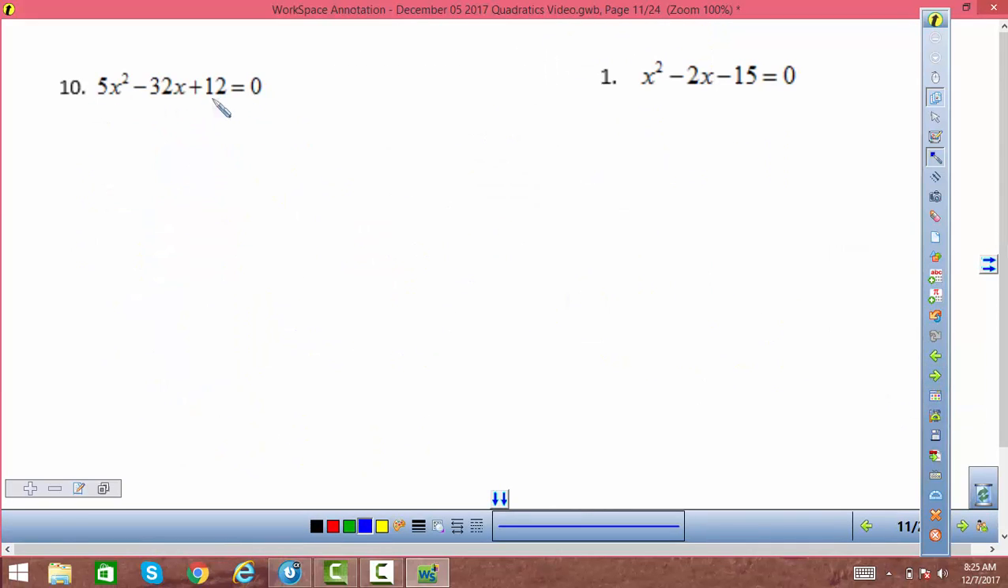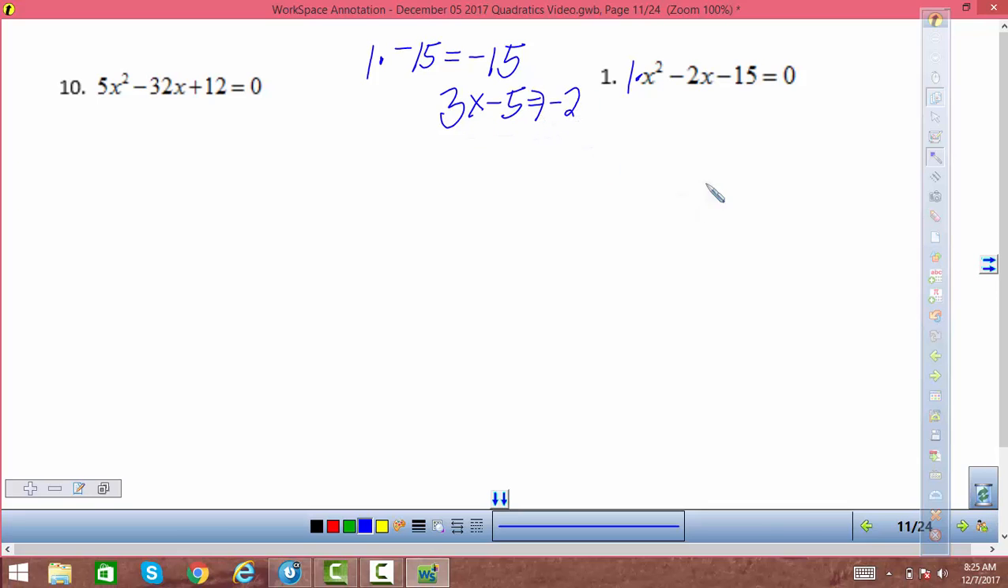So we're ready to do another one, but I want to go over the very first one we did in the first video and do it like I do this. So I'm going to multiply the 1 that we normally don't write times the negative 15. So 1 times negative 15 equals negative 15. So I need two numbers that multiply together to give me negative 15 and add together to give me negative 2. So I'm going to use 3 times negative 5. If I add those two together, I get negative 2.